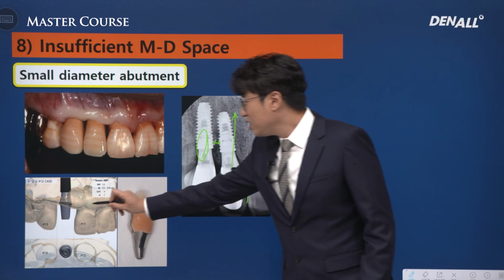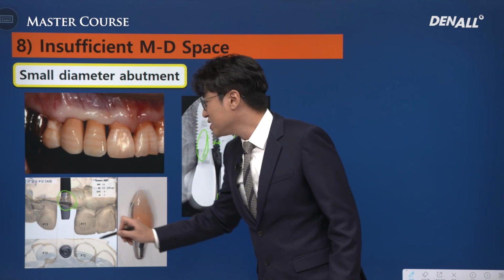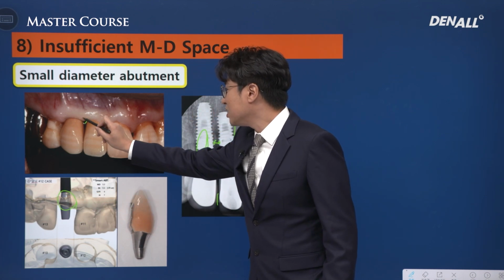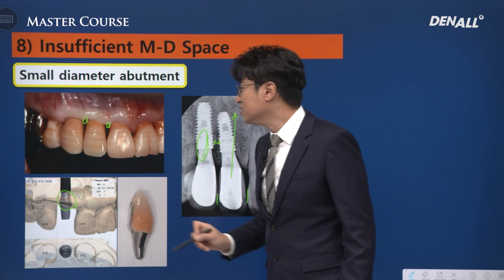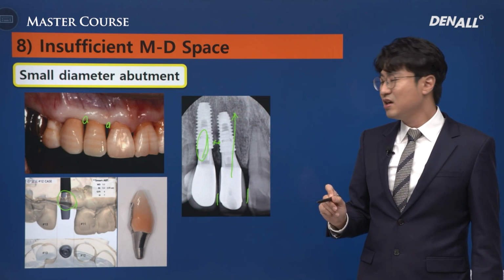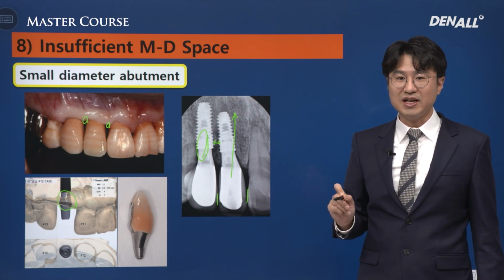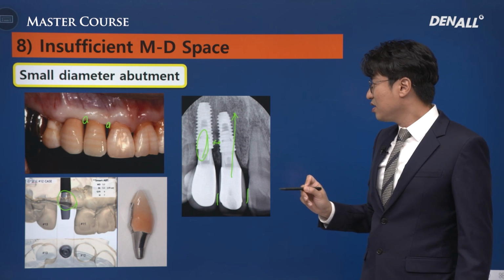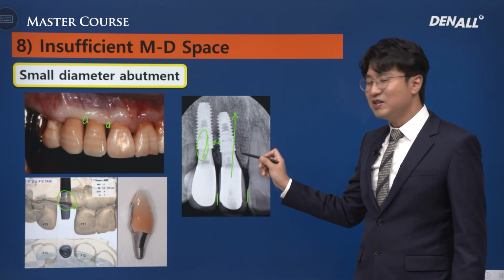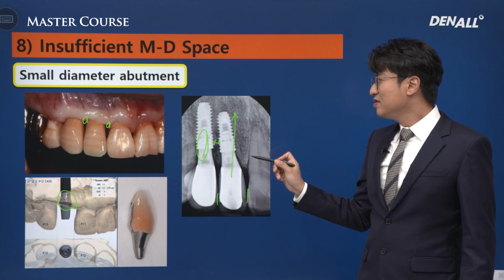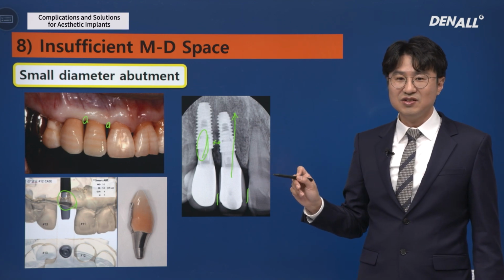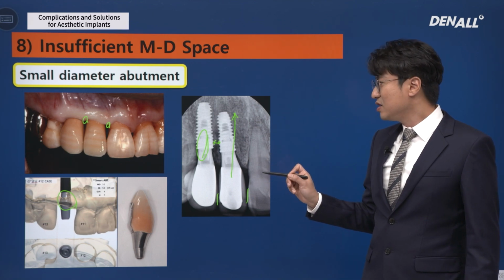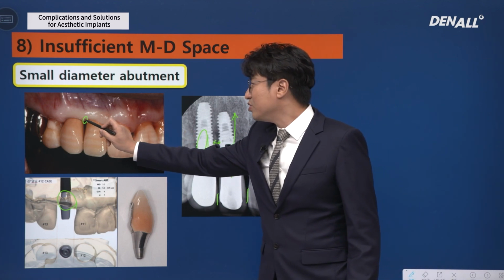If the smallest diameter abutment is used, the soft tissue remains here so it can be maintained. So when the distance between the implants is very small, a small diameter abutment should be used to provide continuous soft tissue as much as possible.